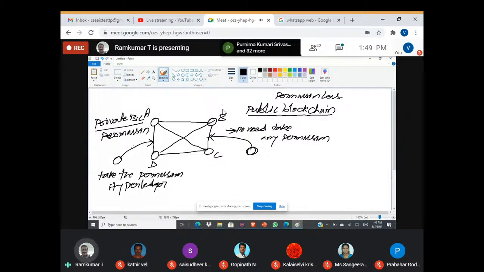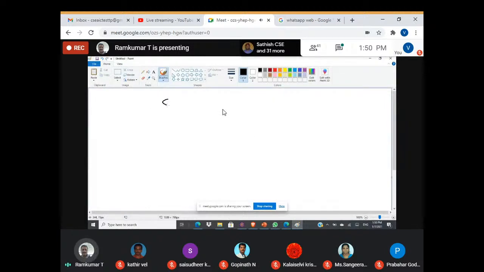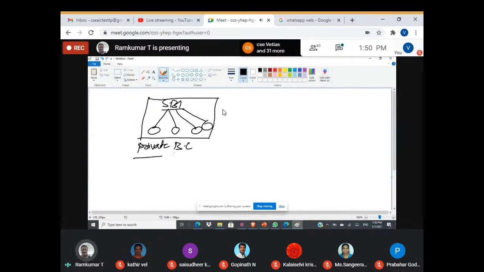So basically these are the two different things available in the market. Based on these two things, the others came into the picture. Now for the consortium blockchain, I'm giving an example. Suppose SBI, State Bank of India, wants to develop a blockchain technology for its branches and all these things. Then it is called a private blockchain. Why? Because it is personal to SBI only. Then it is called a private blockchain.